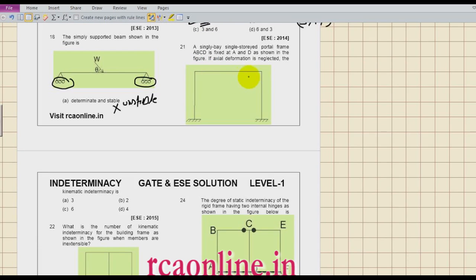Okay. Now come to this. Axial deformation is ignored. So you have to find the kinematic indeterminacy. So what will be the kinematic indeterminacy for this? Make 3 here, 3 here, 6. Ignoring the axial deformation, 3. So what is the answer? 3.